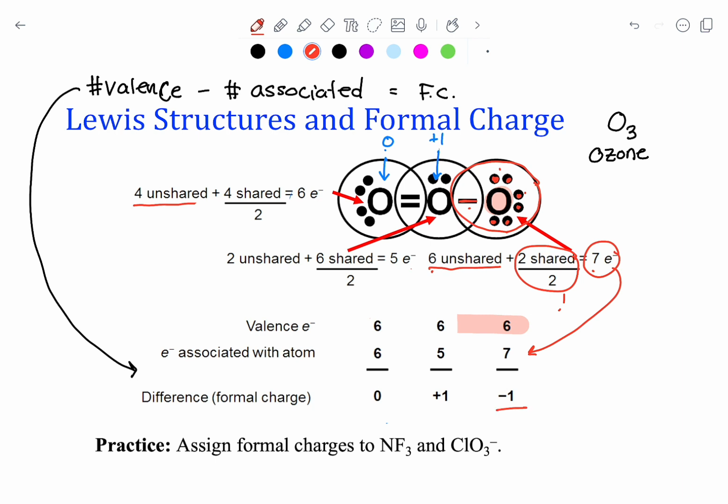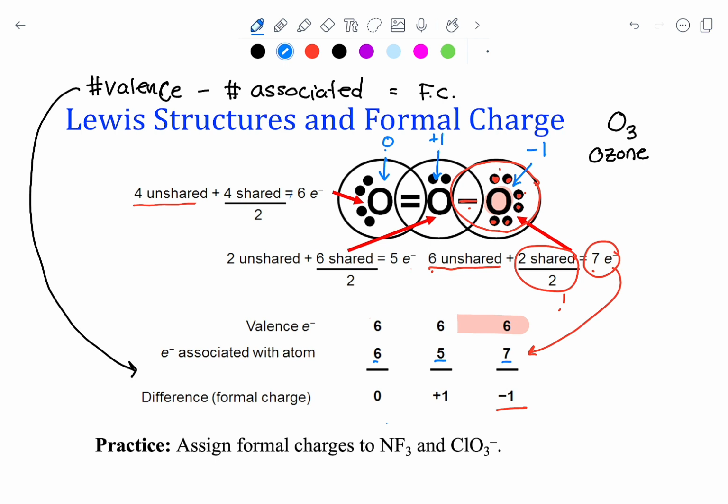And this is where we want to make sure that we're getting our charges right. We always want to make sure we're subtracting valence minus associated so we get the proper charge, the proper sign. So this oxygen has a formal charge of -1. Each of these oxygens has a different number of associated electrons, because they have different numbers of bonds and lone pairs associated with them. So they have different formal charges.